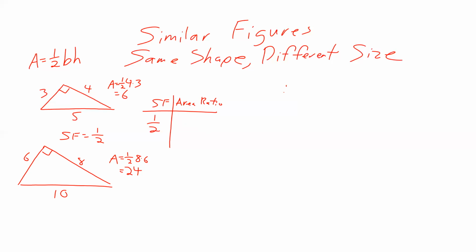One half. All right. So area ratio, we have 6 over 24. Can we reduce that? Yeah. How many times does 6 go into 24? 4 times. So if I reduce both of those numbers by 6, I get 1 over 4. All right. Now, there's a relationship here between our scale factor and that area ratio.